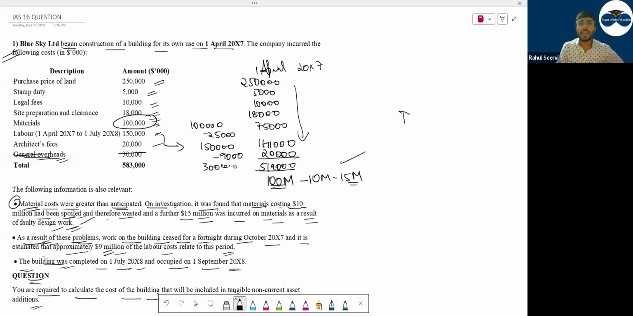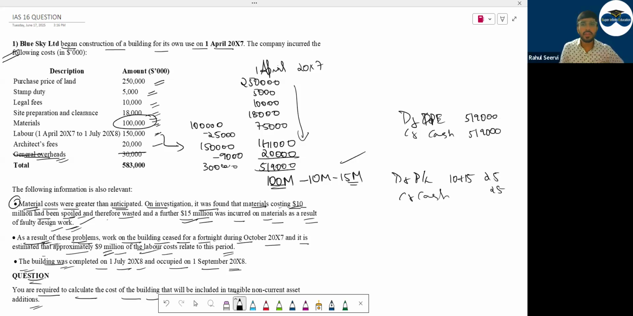So this will be what? Can I say debit, credit what? Debit PP, credit cash. Everything I have already paid in cash. So how much is this? 519. Can I say these normal things which are abnormal, where will they go? Debit P&L as an expense, that is 10 plus 15, 25, and cash. Then relating to this 9 million, debit P&L, credit cash going out. Where will you record this? It will be recorded in operating activity.